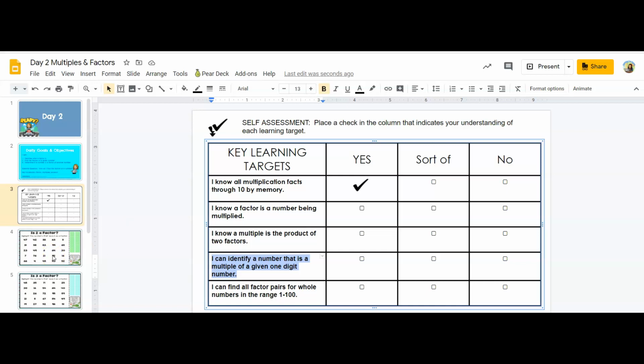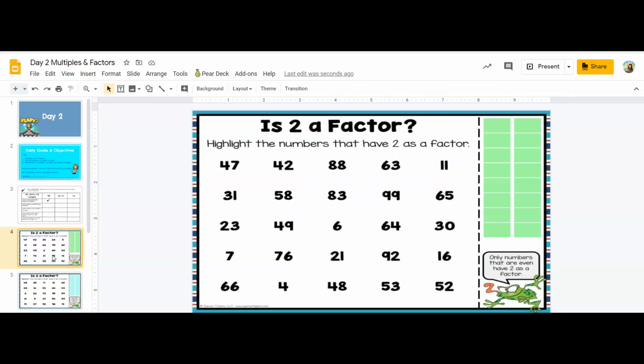All right, let's begin. Let's take a look at slide number 4. Is 2 a factor? Highlight the numbers that have 2 as a factor. So for some of our students, division is very easy. Remember, division and multiplication are inverse operations. That means they're opposites of each other. So we're going to use divisibility rules to find out if these numbers are factors of 2. There is a hint in the corner right over here with the frog. You can also use division to find out if these numbers are divisible by 2.